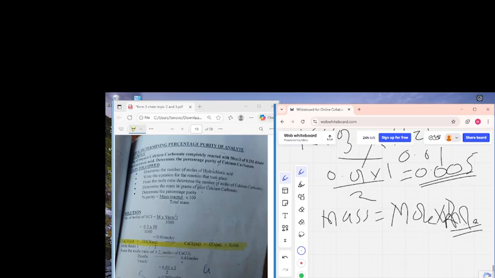So the number of moles is 0.005 times molar mass. How can we get it? We can get it by doing this. We say this is calcium carbonate.